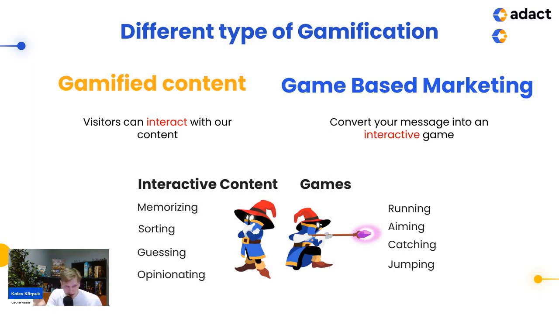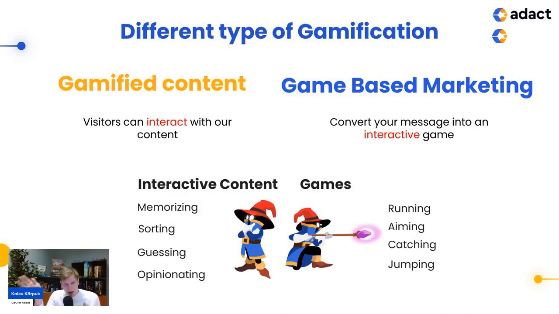The way that they can interact is either they would try to memorize the parts of your message. You may want to ask them to sort specific parts of that message, for example, in order of priority. You may ask them a question and they could guess what the answer is, and the answer could be found in your content. Or you can ask for a specific opinion from all the information that you're providing. There's actually more different ways, and I will show you specific examples later on.